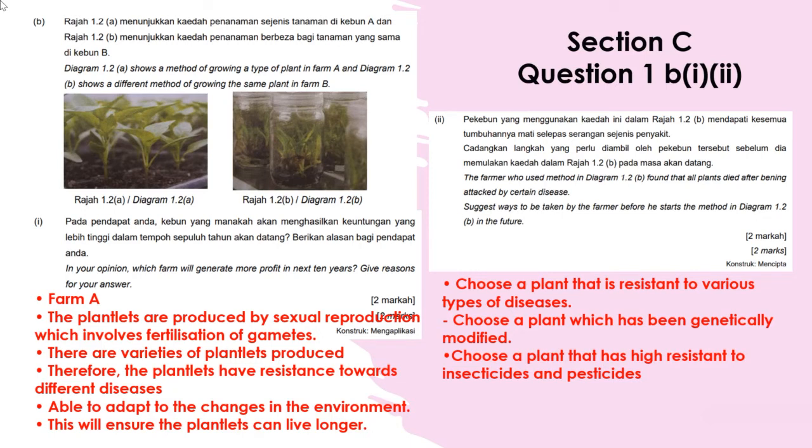Next, choose a plant that has high resistance to insecticides or pesticides. So these are the ways that can be taken by the farmer before he starts the tissue culture method.